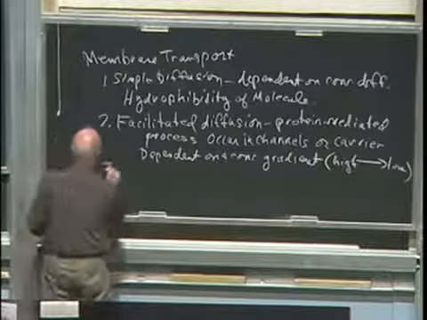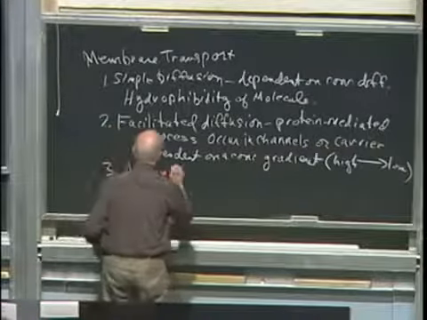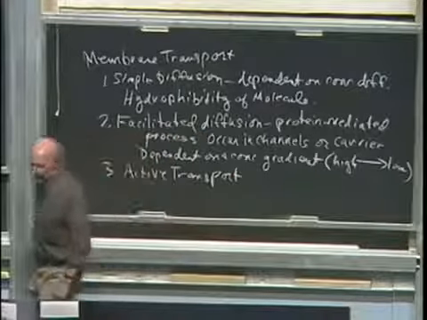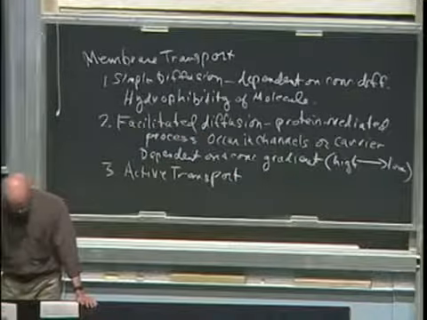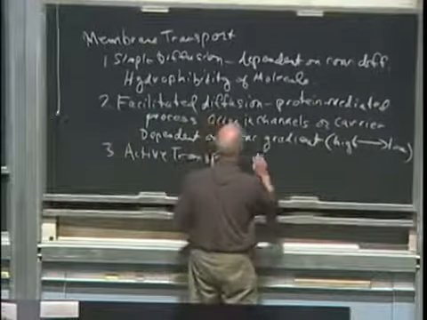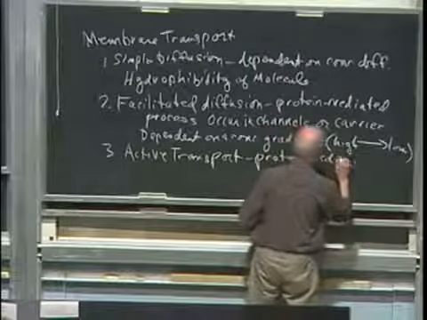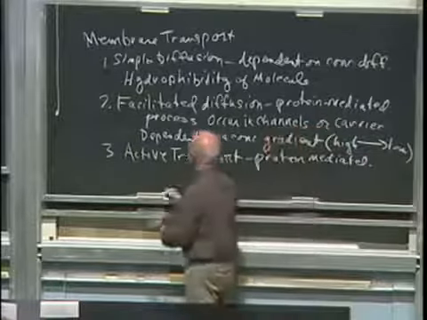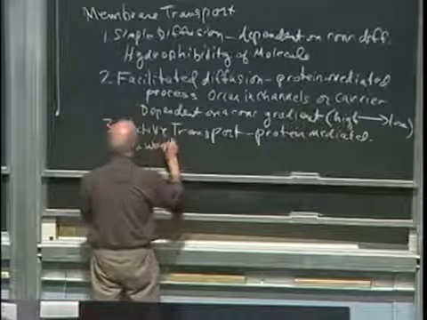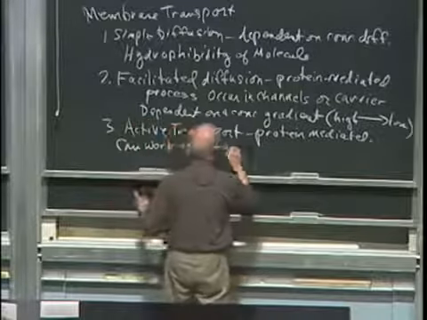The third type of transport process, which is very important in cells, is something known as active transport. Active transport is protein mediated, but it can work against the concentration gradient. Can work against, instead of with, against a concentration gradient.